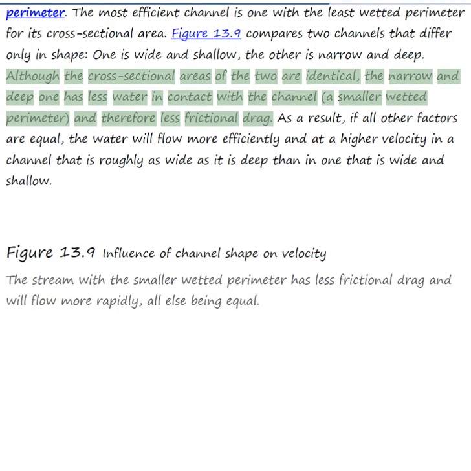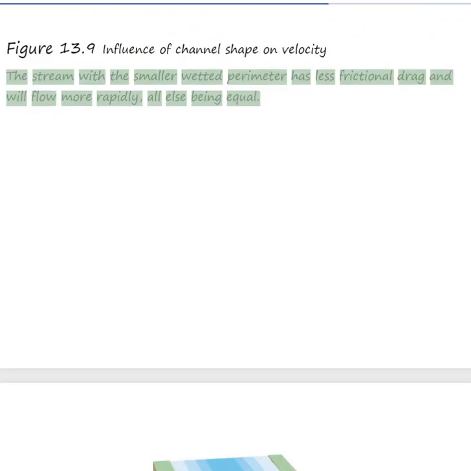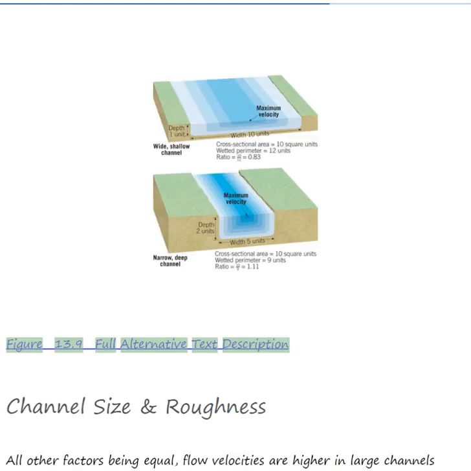Although the cross-sectional areas of the two are identical, the narrow and deep one has less water in contact with the channel and therefore less frictional drag. As a result, if all other factors are equal, the water will flow more efficiently and at a higher velocity in a channel that is roughly as wide as it is deep than in one that is wide and shallow. The stream with the smaller wetted perimeter has less frictional drag and will flow more rapidly, all else being equal. Figure 13.9 Influence of channel shape on velocity. Figure 13.9 Full alternative text description.